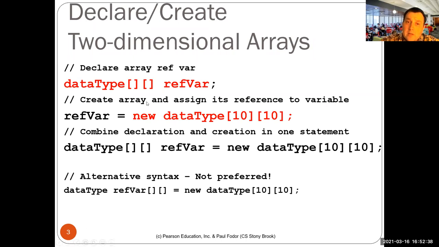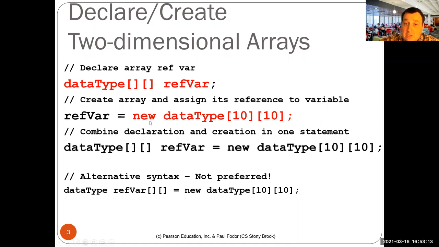Now, if you want to create an array and assign its reference to that variable, once you create a variable, either in the same statement or in a different statement, you can assign it with a new. And now we specify two dimensions. So it's a new data type for the type of the element, and then we have the number of rows and the number of columns. The first number represents the number of rows, and the second number represents how many elements are in each row.